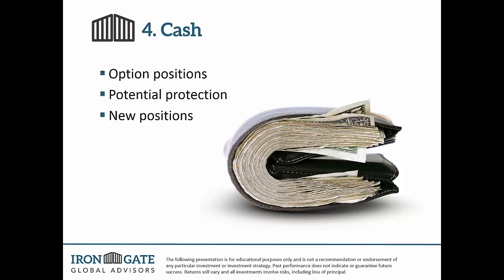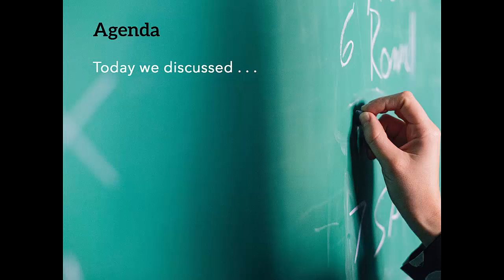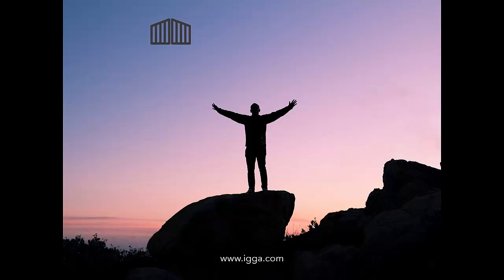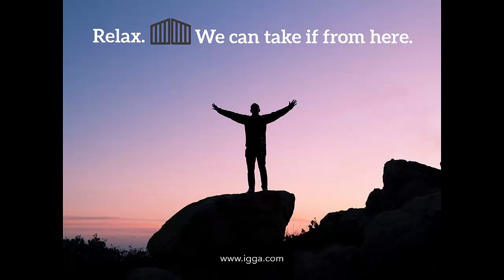So, when all is said and done, after these 3 parts of building a portfolio that we have discussed, what did we do? Well, we discussed the 4 components to a portfolio, which we just finished with cash. We discussed sector rotation and gave you an update as to where we are in the cycle. And then we talked about options and how options can be used in a portfolio. All right, pretty simple. And of course, if you want to implement these for yourself, that's fabulous. If you want us to do it for you, that's what we do, right? So relax. We can take it from here if you so choose.